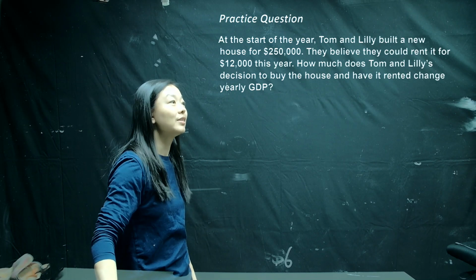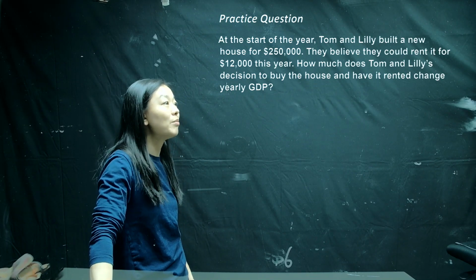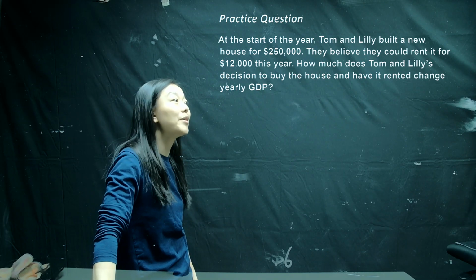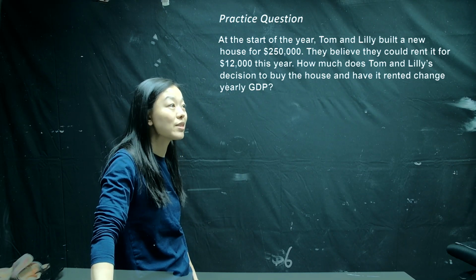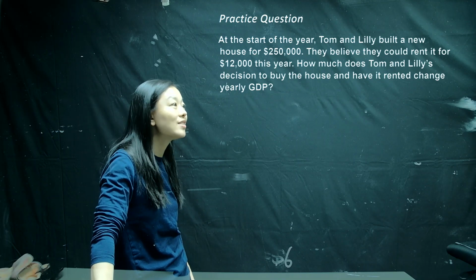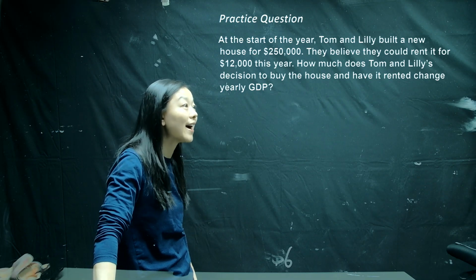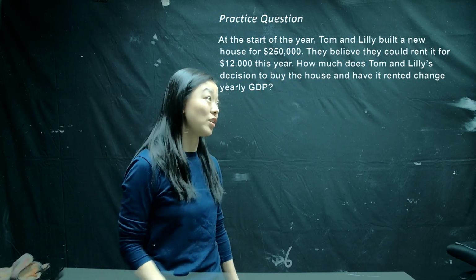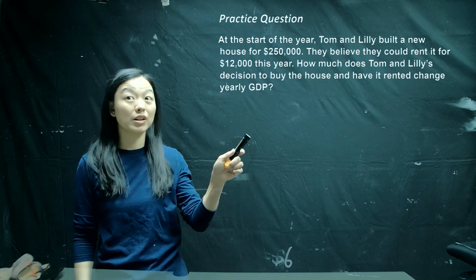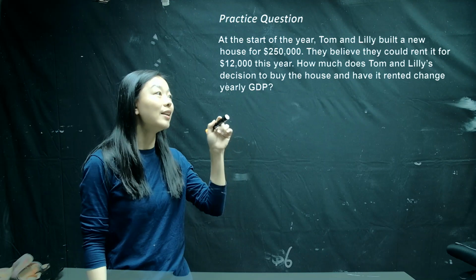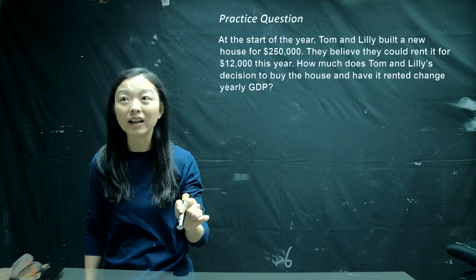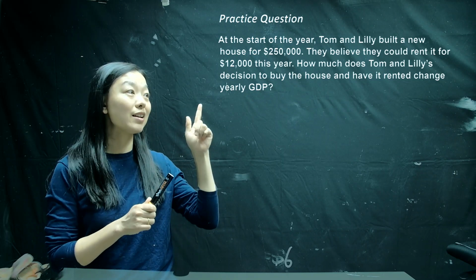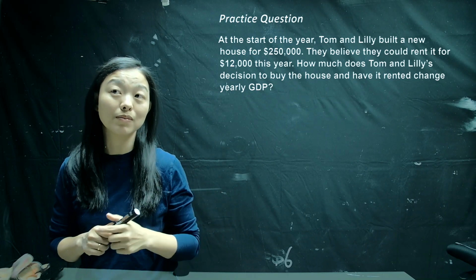Another practice question. At the start of the year, Tom and Lily built a new house for $250,000. They believe they could rent it for $12,000 this year. How much does Tom and Lily's decision to buy the house and have it rented change yearly GDP? Look at this question. It is different from the previous one because Lily and Tom already bought a house. So this is a new house, right?